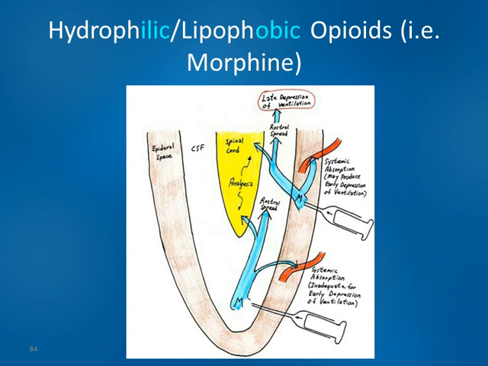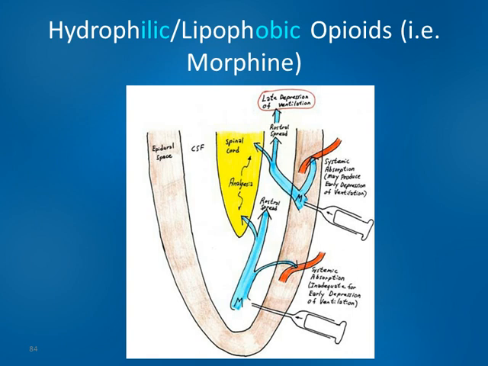Once it gets into the theca, or the subarachnoid space, the CSF, what do you know about the CSF? It slowly circulates, right? Slowly circulating. And this is a hydrophilic substance. So not a lot of it is going to move into the spinal cord right away. It's going to keep circulating. And how often does CSF turn over?